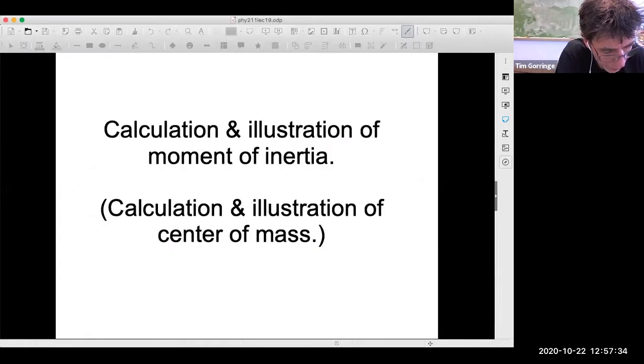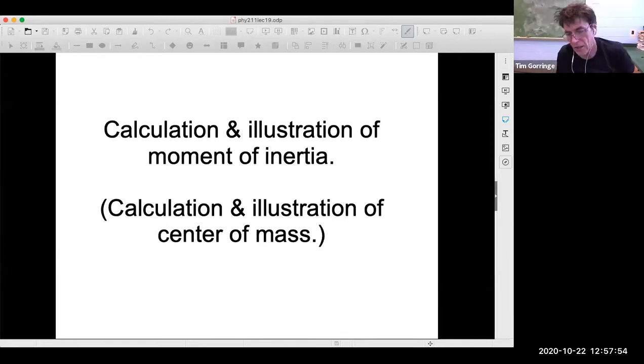In that example, we were actually just told what the moment of inertia was. So somebody had to have gone and figured out what the moment of inertia of the potter's wheel was. What I'm going to do now is show how you might calculate, and illustrate calculation of, the moment of inertia.